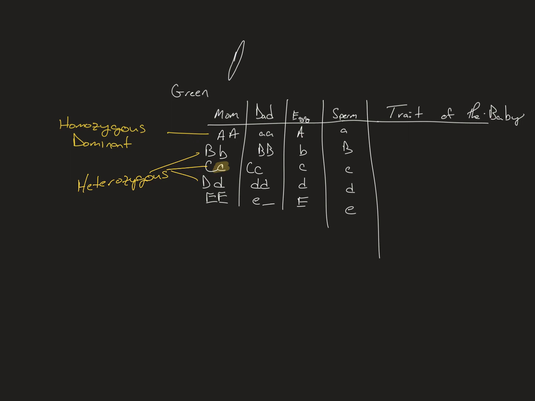Dad is homozygous recessive for D. Now this will become important when we start doing Punnett squares, dihybrid crosses, and we start looking at some data. So you have to be able to tell what these three words are. These three vocabulary words, 1, 2, and 3.